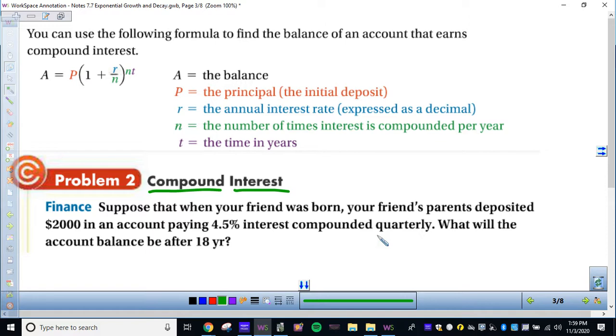We got 56, 52, 53, and a lot of 52s. If you wrote 52, you are correct. There are 52 weeks in a year.